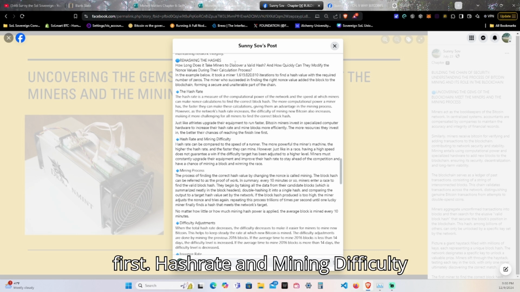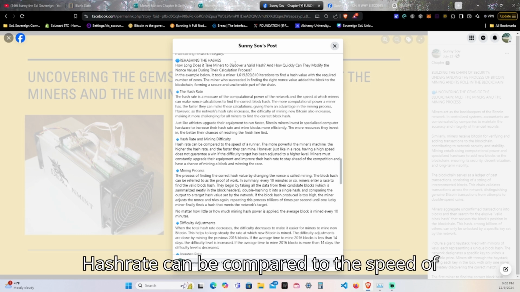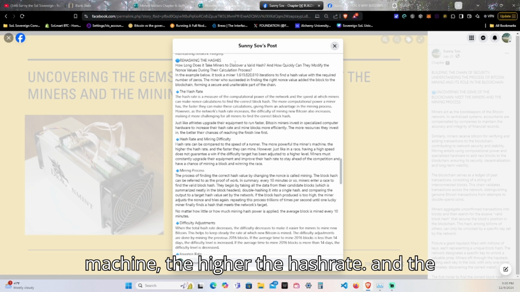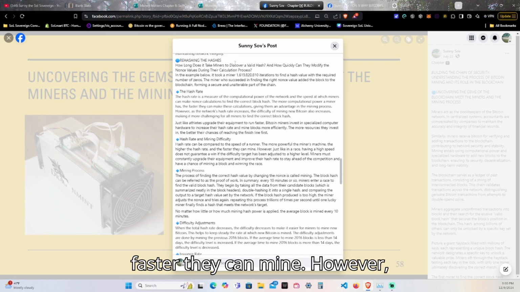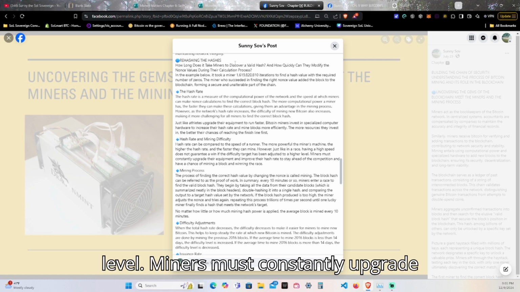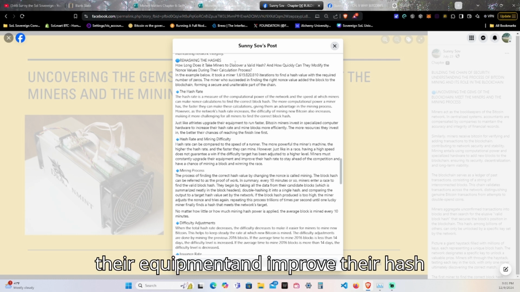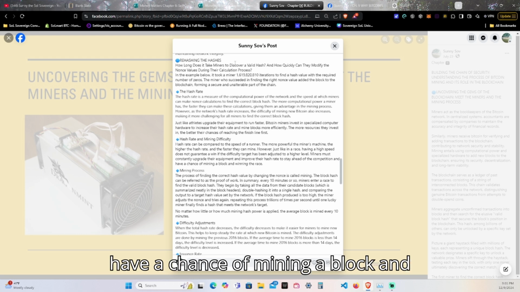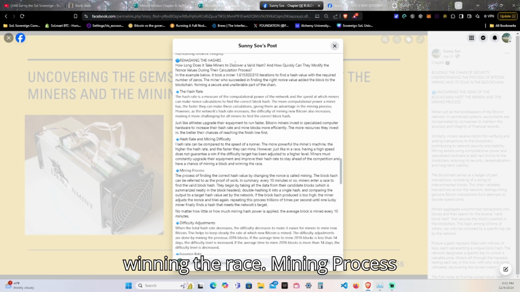Hash rate and mining difficulty. Hash rate can be compared to the speed of a runner. The more powerful the miner's machine, the higher the hash rate, and the faster they can mine. However, just like in a race, having a high speed does not guarantee a win if the difficulty target has been adjusted to a higher level. Miners must constantly upgrade their equipment and improve their hash rate to stay ahead of the competition and have a chance of mining a block and winning the race.